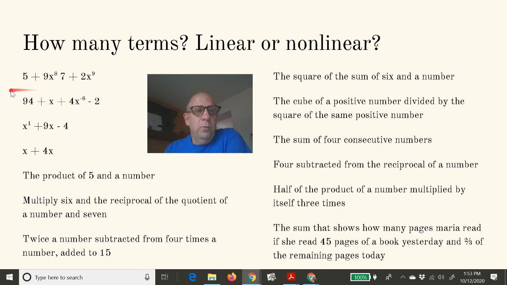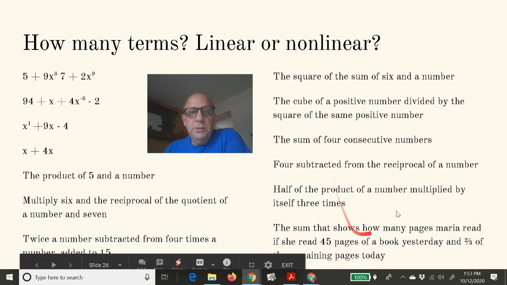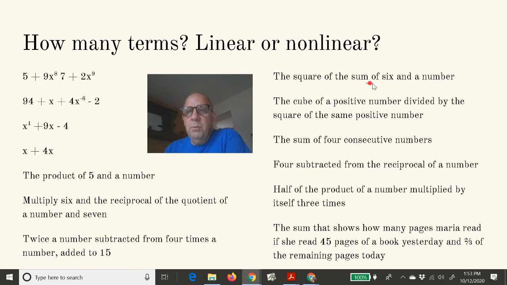So you do these ones. These are going to be your questions. Some of these are going to be your questions on the Go Formative. So the square of the sum of 6 and a number, would that be linear or nonlinear? Remember, square means to the power of 2. So that would be nonlinear.